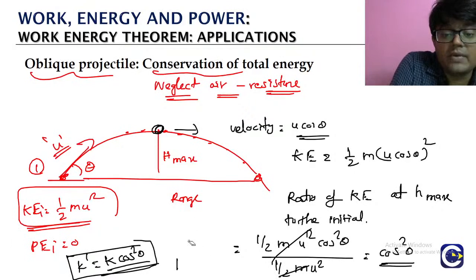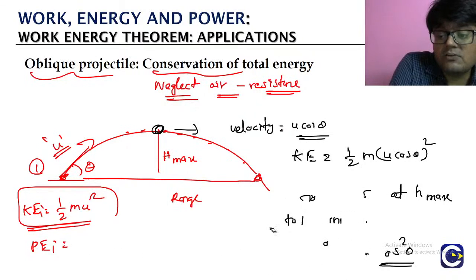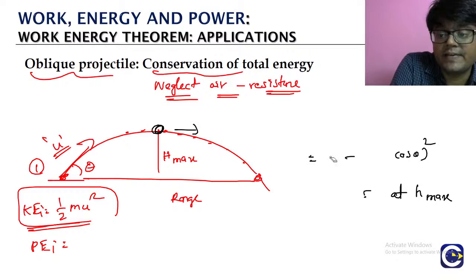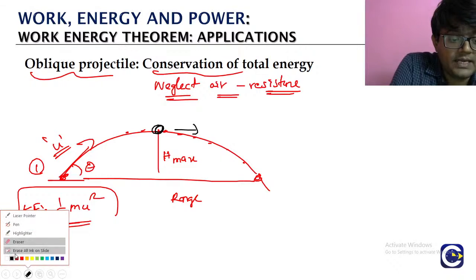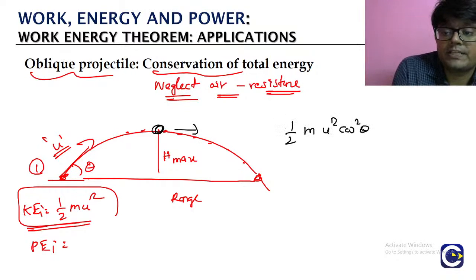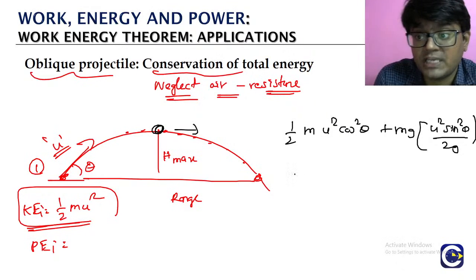In another way, we can try to look at how the conservation of mechanical energy is satisfied. It will be satisfied at each and every point. This principle will be satisfied at every point. You can check it. At the maximum height point, what is the kinetic energy? Half m into u square cos square theta. What is the potential energy? m into g into h max. H max means what? u square sin square theta by 2g. What is the h max formula for the oblique projectile? u square sin square theta by 2g.